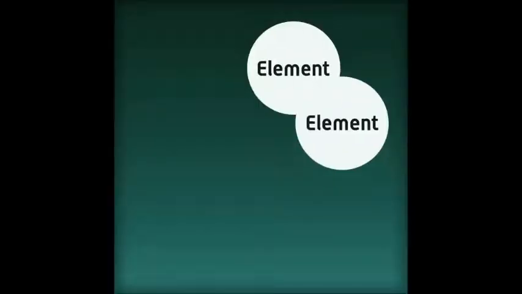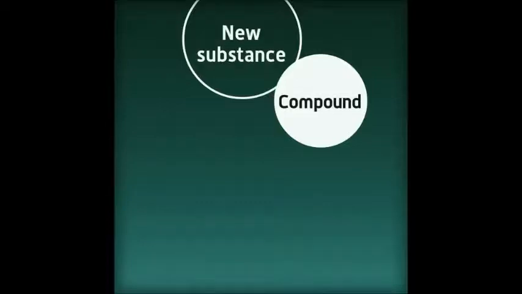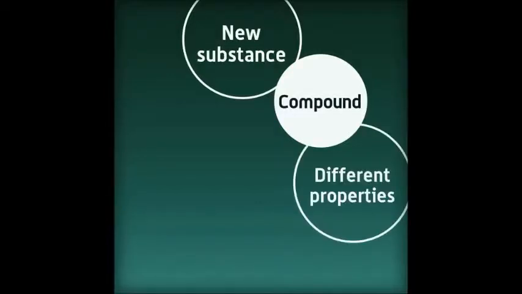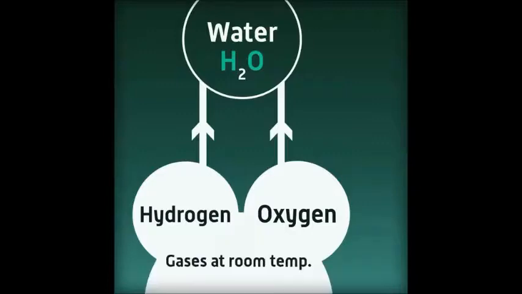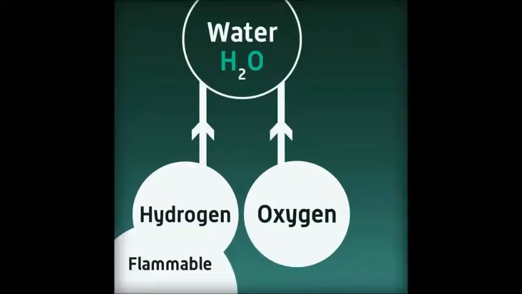When the elements join together to form a compound, they're completely changed. The compound is a totally new substance and has very different properties from the elements from which it's made. For example, water is a compound made from the two elements hydrogen and oxygen. Both of these elements are gases at room temperature and are highly reactive. Hydrogen gas is extremely flammable.